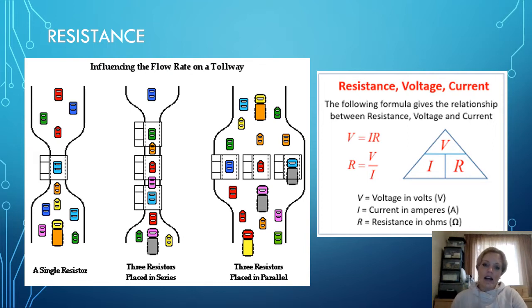Then on the right hand side of the slide, I have got an actual formula that you guys are going to learn today. And that includes that resistance is equal to voltage divided by current. And you know what your SI units are. Voltage is V, current, which is I, is in amperes, and resistance is in ohms. And that's named after George Ohm. He was a physicist that discovered resistance, or came up with the concept of resistance.